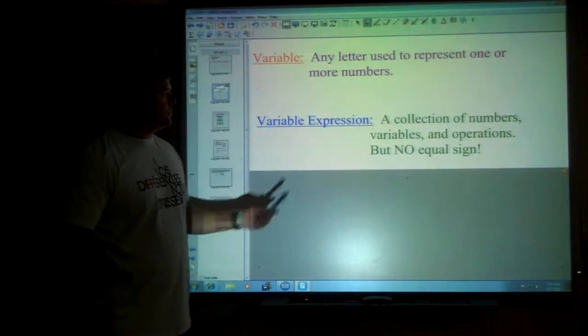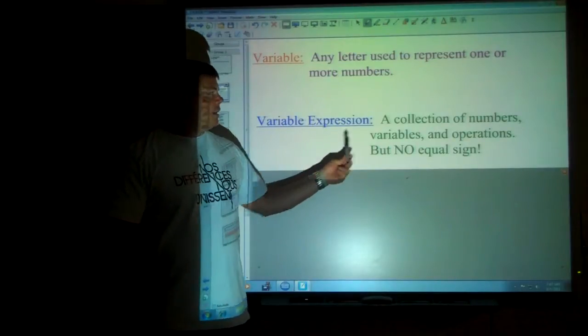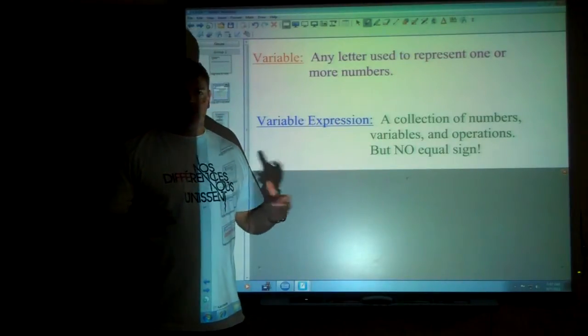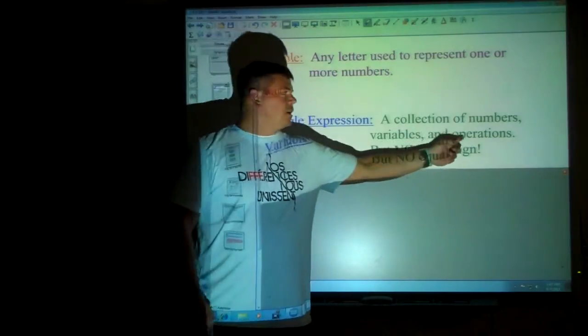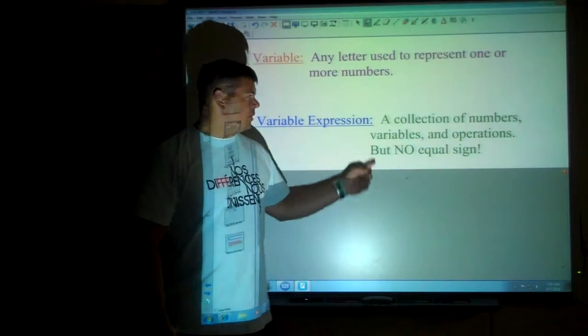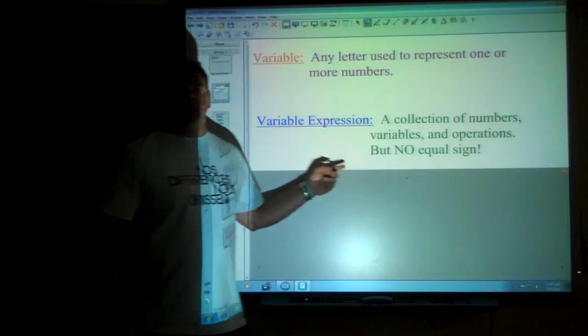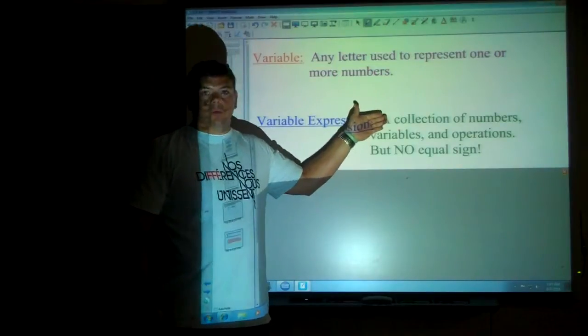Variable expression. Now we talk about expressions in algebra. It's a collection of numbers, so there could be numbers in it. It could have variables. It might have operations. Operations are addition, subtraction, multiplication, and division, but it will not have an equal sign. An expression will not have an equal sign. It can have just numbers.